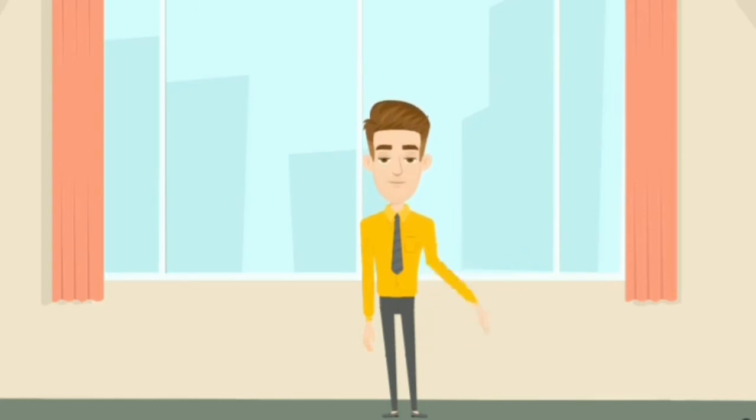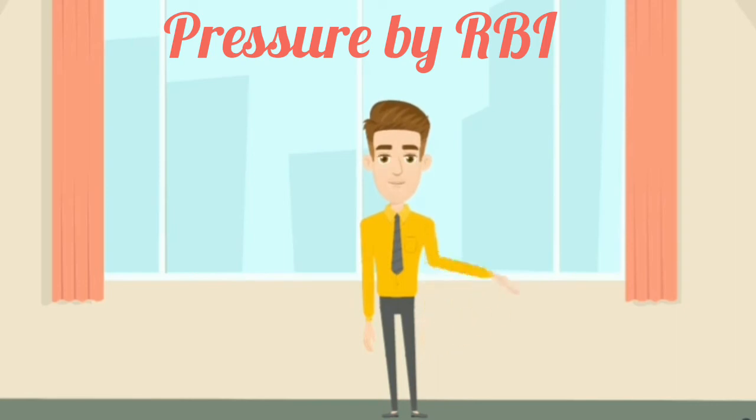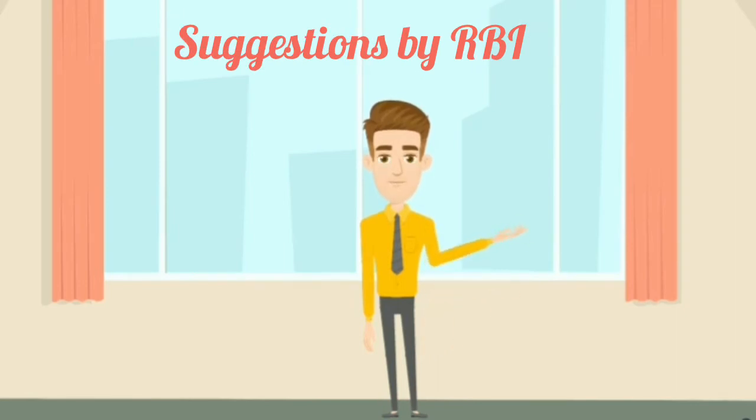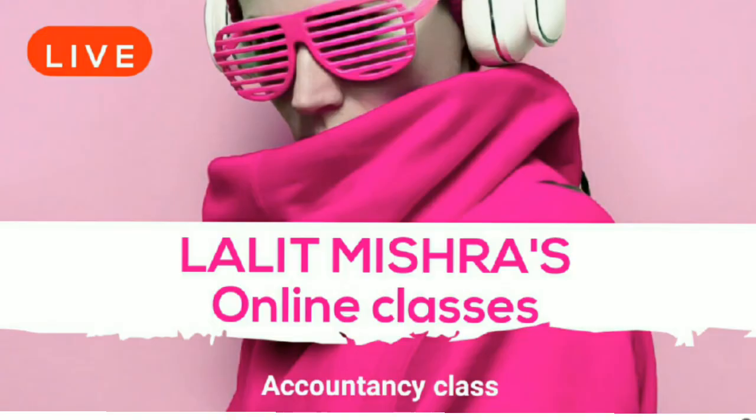Second qualitative tool is moral suasion. It implies pressure exerted by the RBI on the banks. It is a suggestion to banks. Under moral suasion, RBI issues directives, guidelines, and suggestions for commercial banks regarding credit supply.